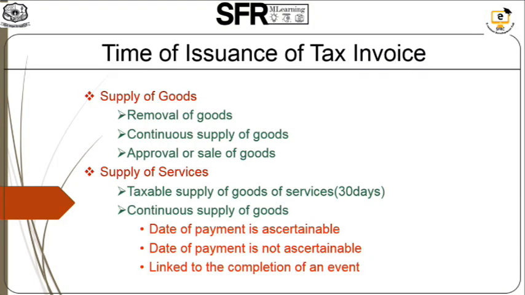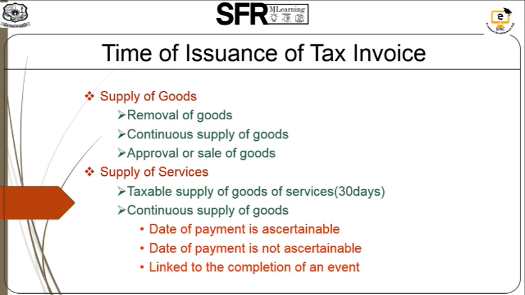The next thing is time of issuance of tax invoice. Totally there are two times we have to issue the tax invoices. First is at the time of supply of goods and second is the time of supply of services. Now we have to discuss the supply of goods.